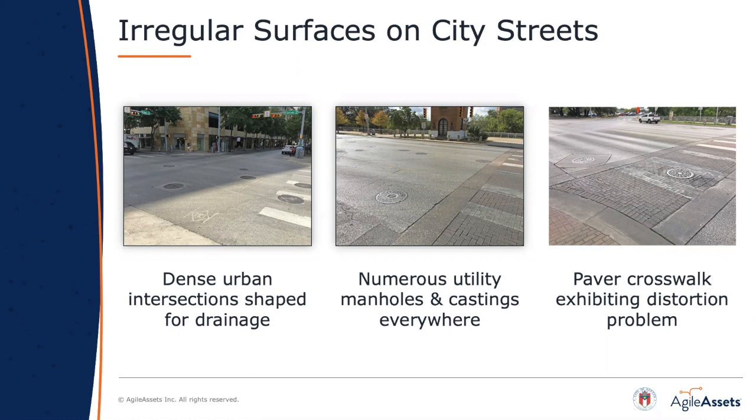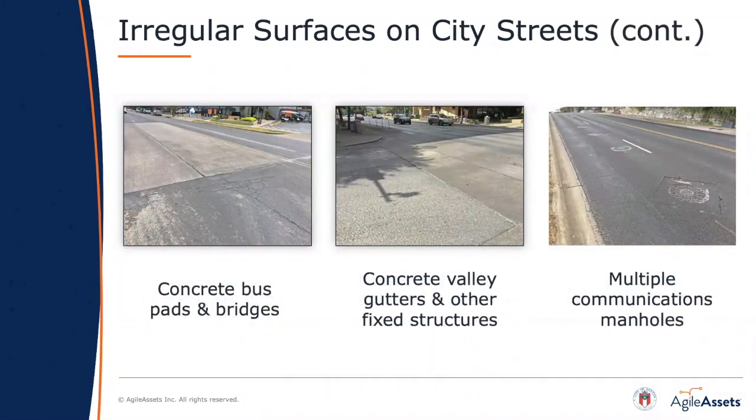Here you can see there are odd-shaped intersections. There's numerous manholes in the streets everywhere, and there are things like paver crosswalks and other specialty paving that can create distortions. In addition, traffic calming devices like speed bumps and drainage features like concrete valley gutters can lead to lower speeds and less reliable data.